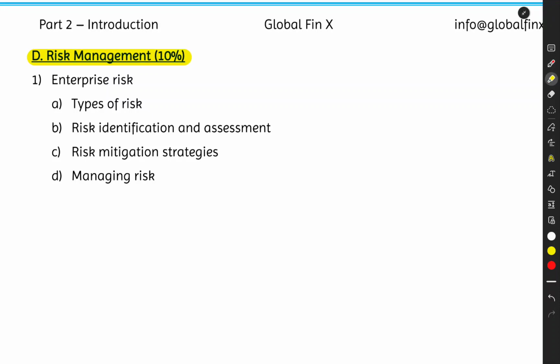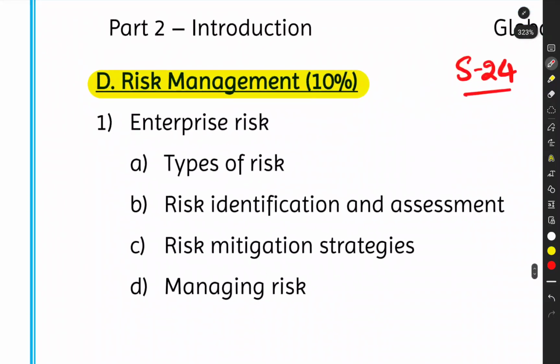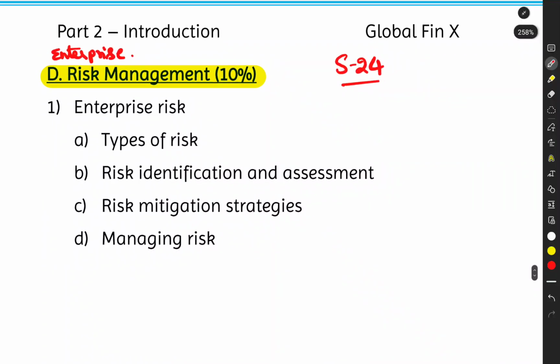So in this video, we are going to understand the contents of your syllabus of Section D of Part 2, which is regarding risk management. Earlier it was called risk management. Starting from the September 2024 window onwards, this section has been renamed to enterprise risk management. Whether you call it enterprise or enterprise, depending upon the type of English that you speak, it's absolutely fine. It doesn't really matter much.